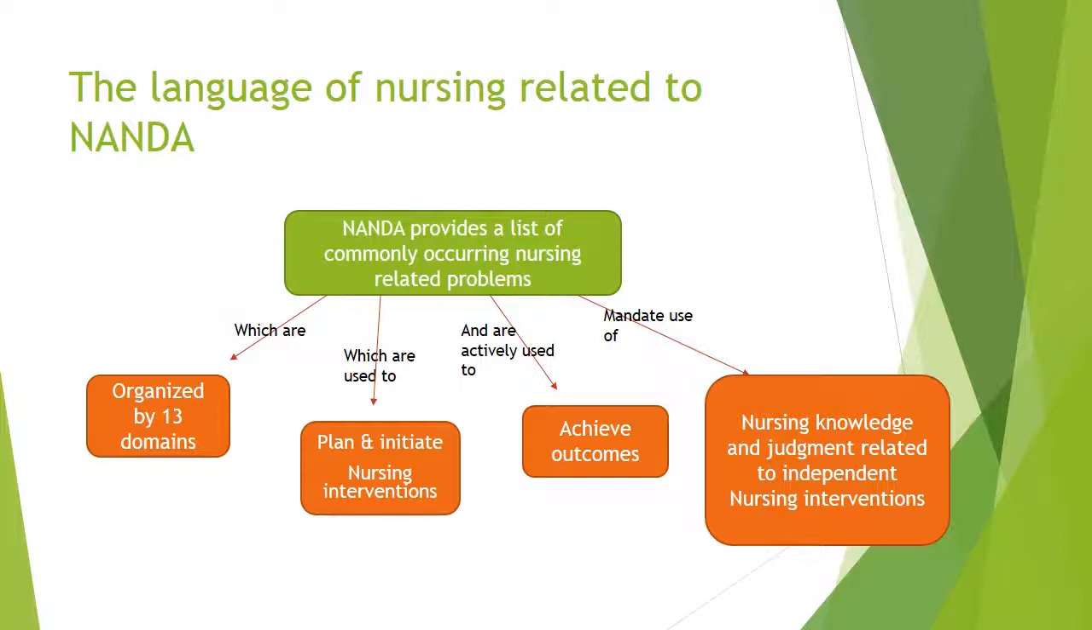And the reason that list gets updated every so many years is because patients are always evolving, nursing care is always evolving, and different, more common problems may surface that need to be included on the list. So the NANDA are organized by 13 domains, which we talked about and you have a worksheet for. They're used to plan and initiate the nursing interventions. They're actively used to achieve outcomes. And then they're going to mandate use of nursing knowledge and judgment. And this is the independent nursing scope of practice. So anything that's not from a doctor's order directly, but that you have to have a part in.